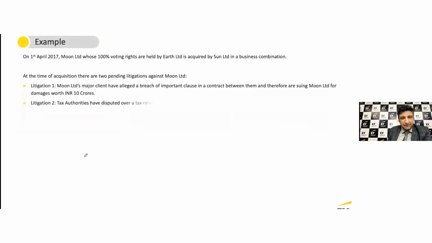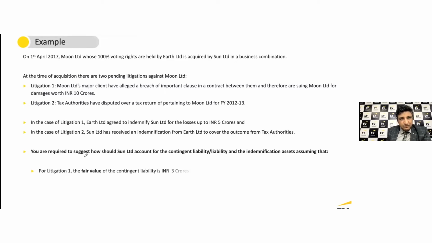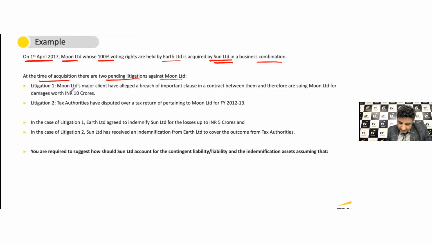Let's take a small example. Now, this would suggest how to deal with such scenarios, right? It says that on 1st of April 17, Moon Limited, whose 100% voting shares are held by Earth Limited, is acquired by Sun Limited in a business combination. Now, at the time of acquisition, there are two pending litigations against Moon Limited. One is that the major client of the company has alleged a breach of an important clause and is therefore suing Moon Limited for damages worth 10 crore rupees.